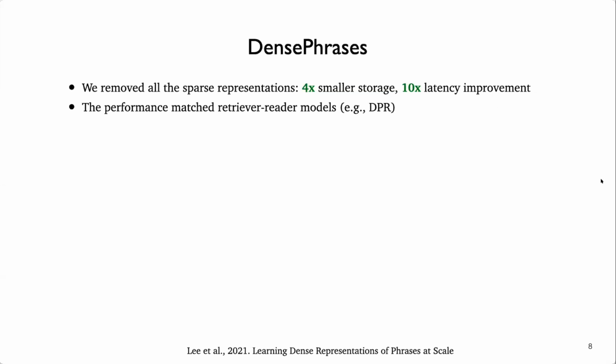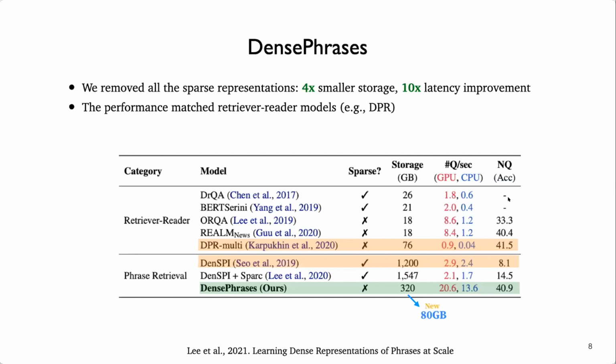And a more important thing is that we also greatly improved the performance of this system. It finally matched the retriever-reader models, such as DPR, in a bunch of open-domain question answering tasks. Here is a quick preview of the results. As you can see from the last column, this is the exact match accuracy on the Natural Questions dataset. Our performance is much better than the previous phrase retrieval models, and can also match DPR on Natural Questions, although the DPR model was trained on even more datasets.